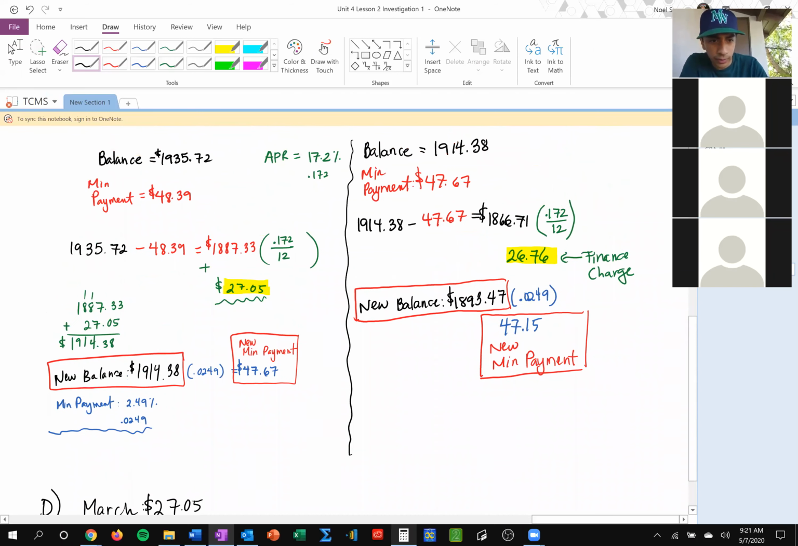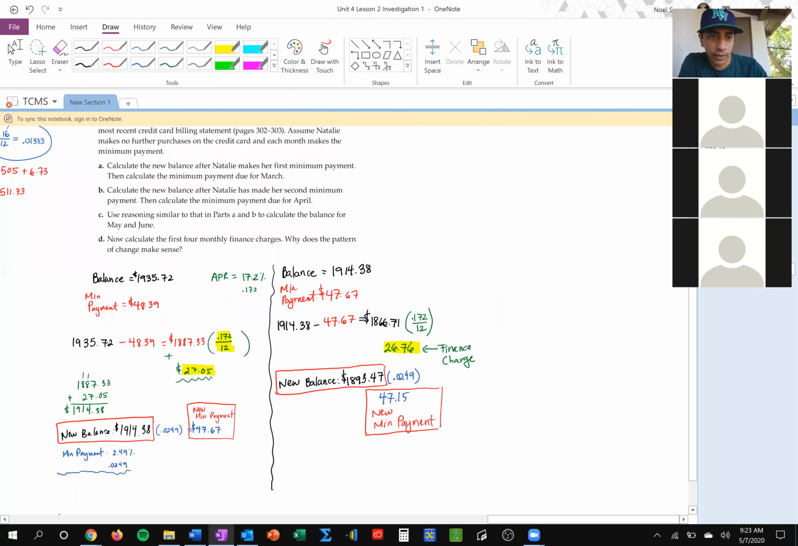If we had the next couple months, then we could tell how it's decreasing, but typically it's just a pattern of, with increasing size, you're getting a smaller monthly minimum payment. Any questions so far? We doing all right?